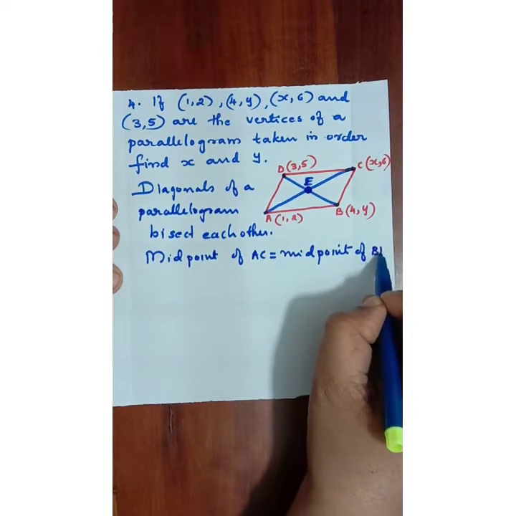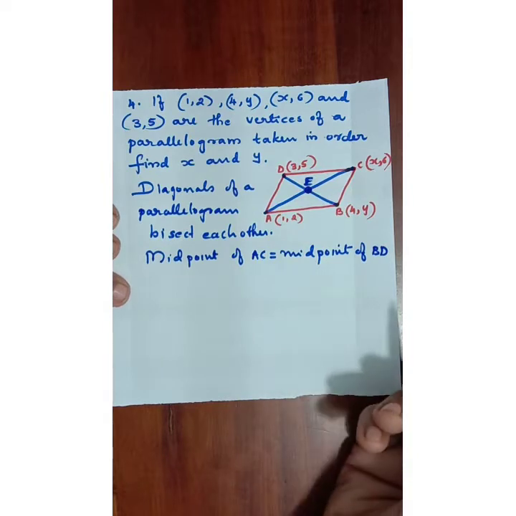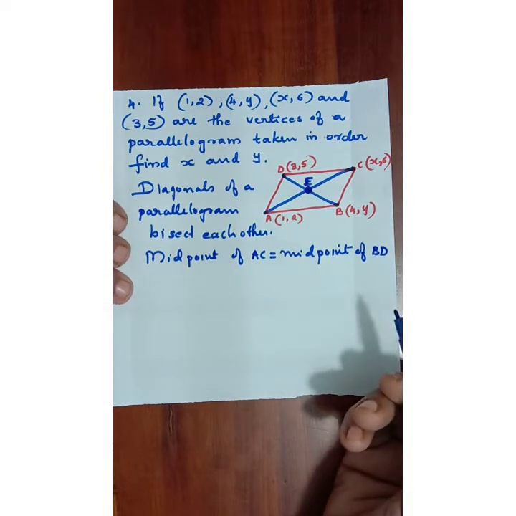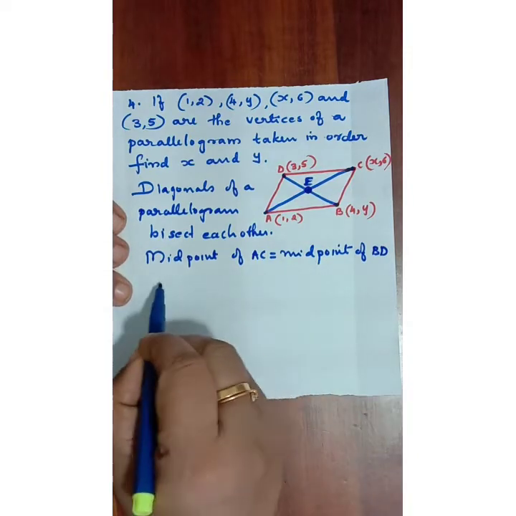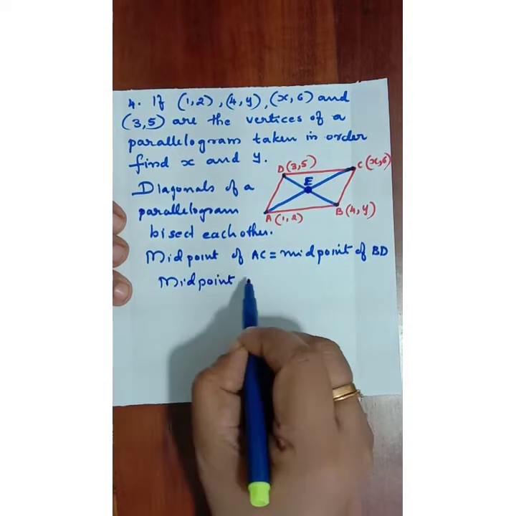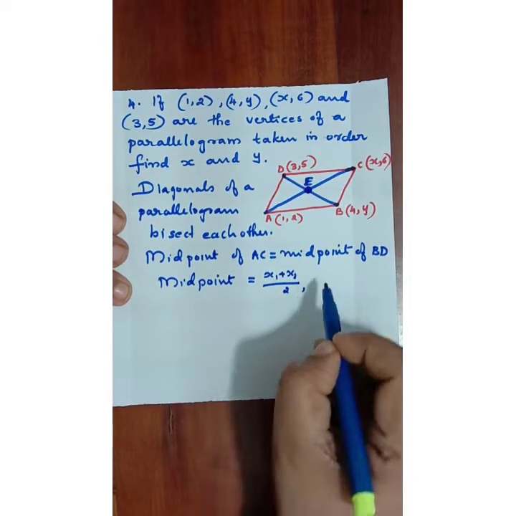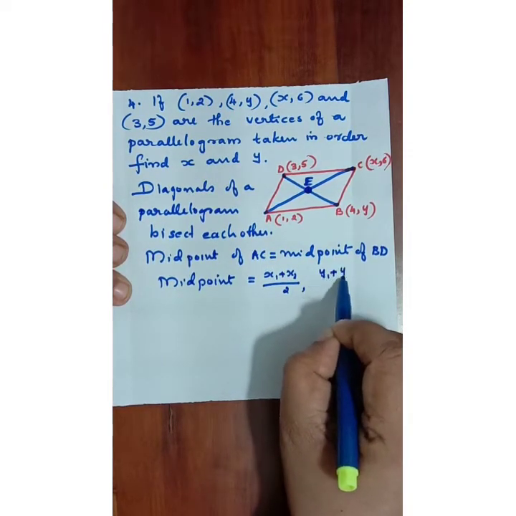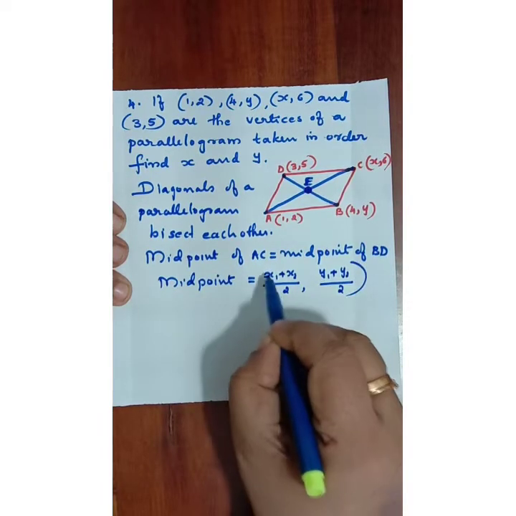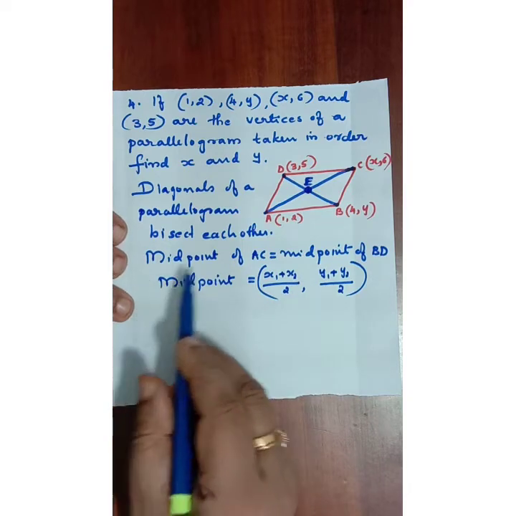Midpoint of BD. So, these diagonal midpoints are the same. What is the midpoint formula? x1 plus x2 by 2, y1 plus y2 by 2. So, the midpoint formula you have to write is x1 plus x2 by 2, y1 plus y2 by 2. Okay. So, now we are using this equation itself for the midpoint of AC.